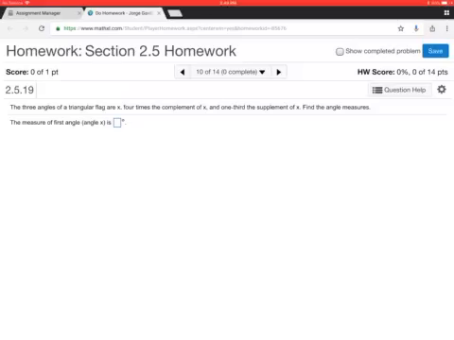Welcome to the example for section 2.5, number 10. This one deals with angles, just like the previous example. It says the three angles of a triangular flag are x, 4 times the complement of x, and 1/3 the supplement of x. Find the measures of the angles.